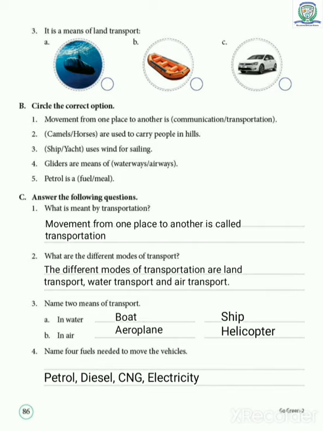Question 3. Name 2 means of transport. For A, in water. So, in water, what are the means of transport? Boat and ship. And in air, means of transport are aeroplane and helicopter. Question 4. Name 4 fuels needed to move the vehicles. So, the 4 fuels are petrol, diesel, CNG and electricity.